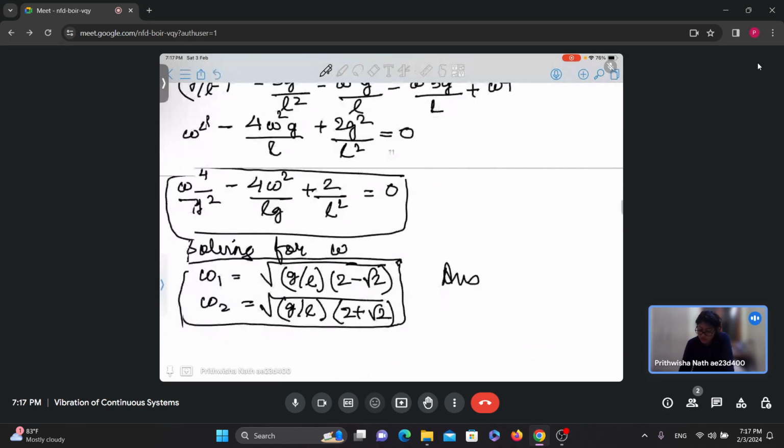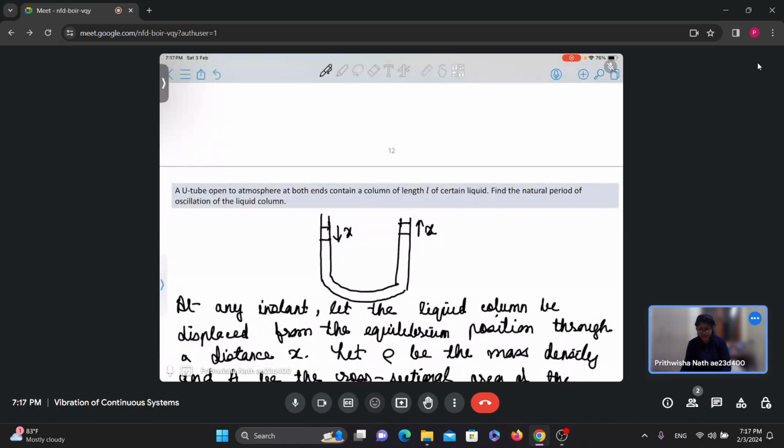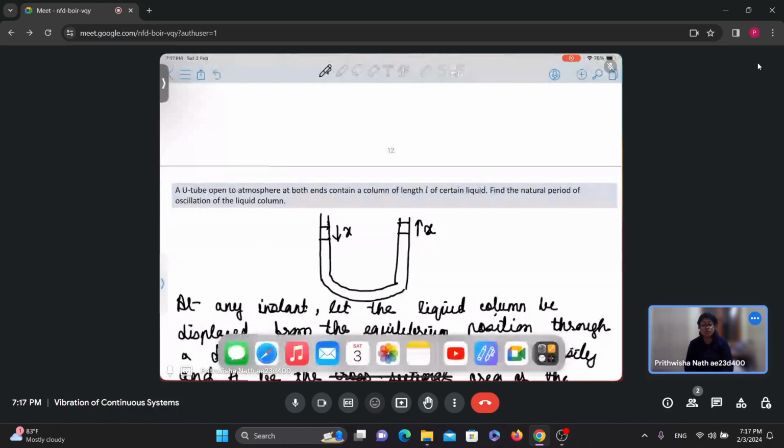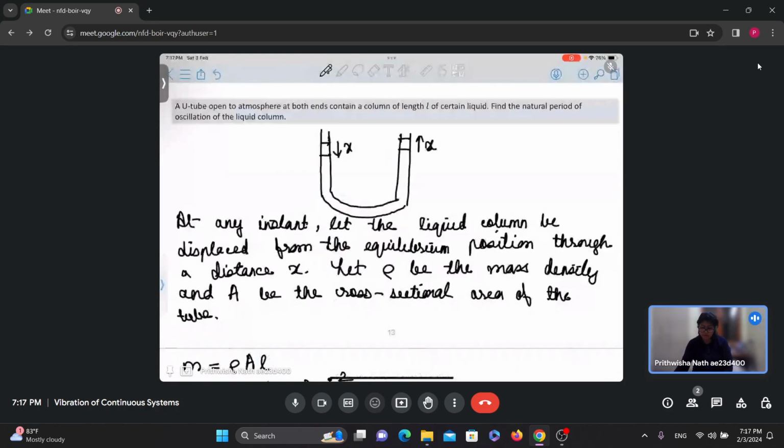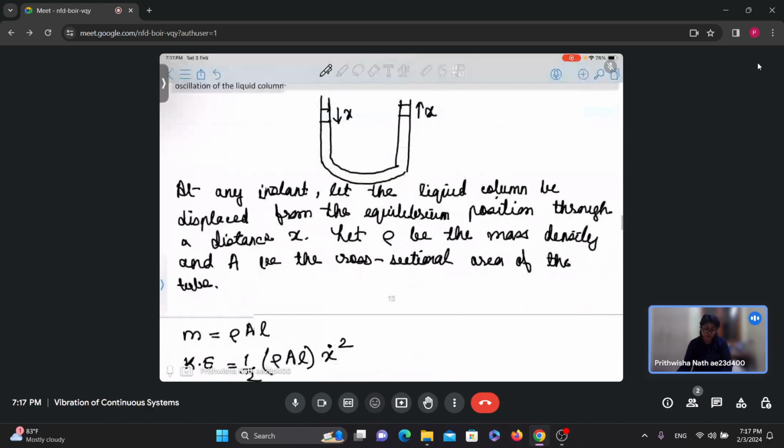Now for the second question, we considered a U tube which had both ends open to the atmosphere, and it had a column of liquid of length L. So we were asked to find the natural period of the oscillation. At any instant we assume that the liquid is displaced from the equilibrium position through a distance x, as you can see from the figure. Now rho is the mass density and A is the cross-sectional area of the tube.